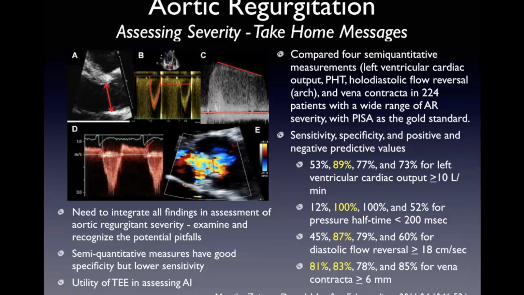I think we always know that even if you're not going to measure PISA and do the full quantification of the EROA, regurgitation volume, etc., just the presence of that flow convergence, whether it's AI or MR, at normal Nyquist settings, already tells you that there's significant regurgitation, and then you could think about dropping the baseline and actually doing some quantitative measures. So these are great tips. Thanks, Ken.